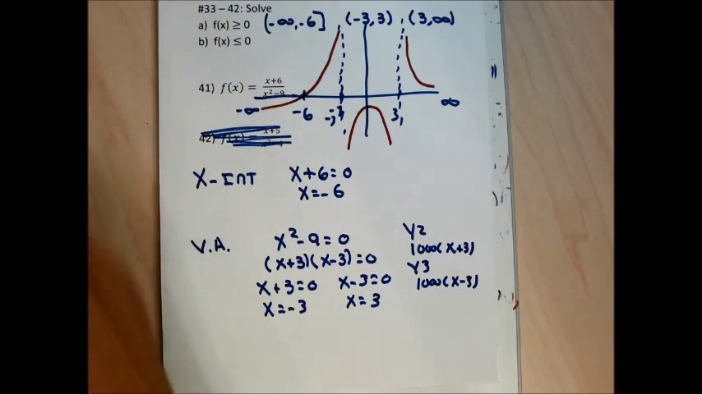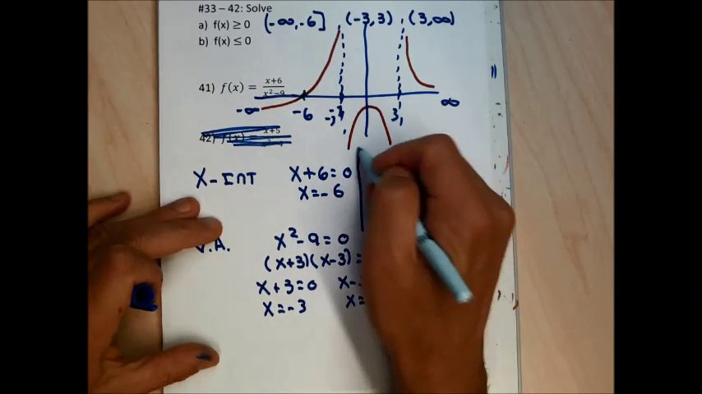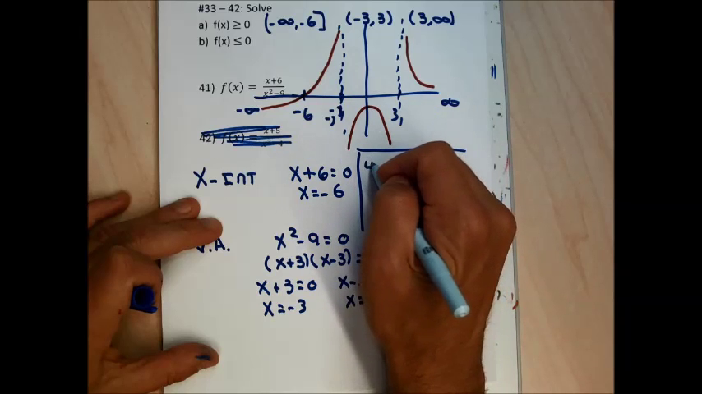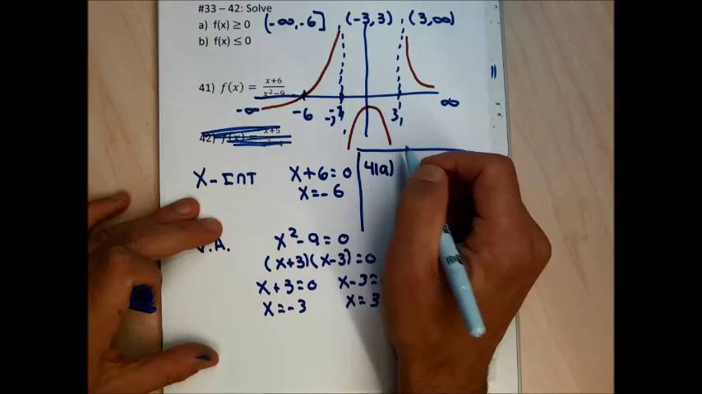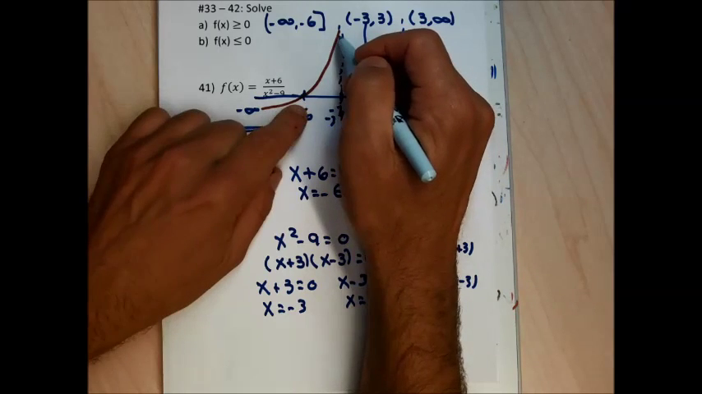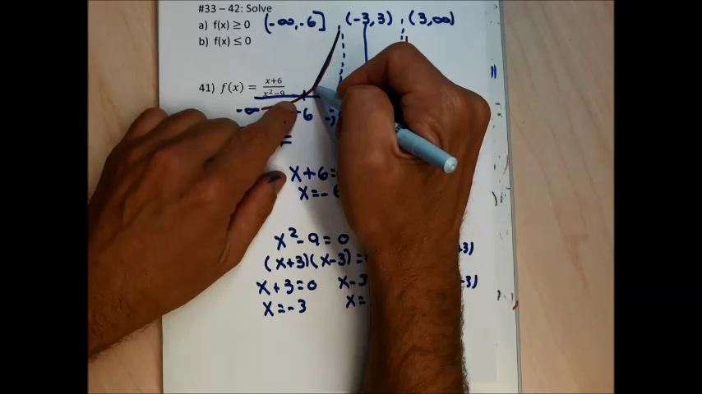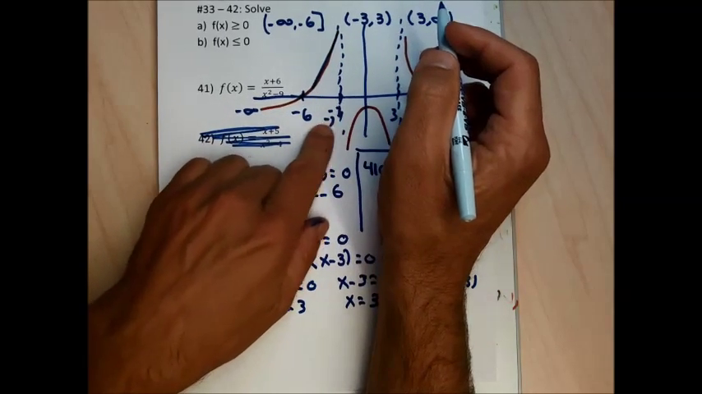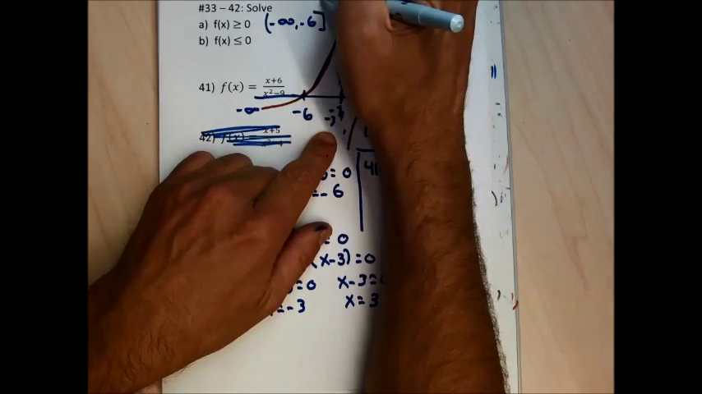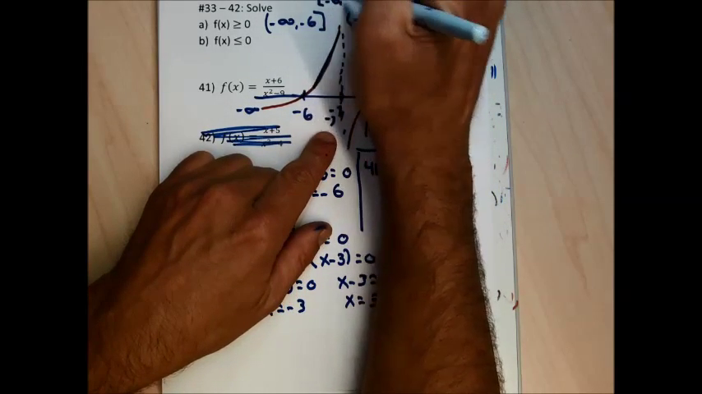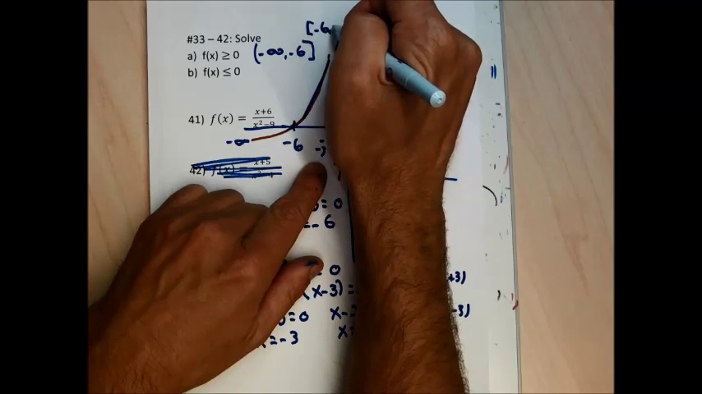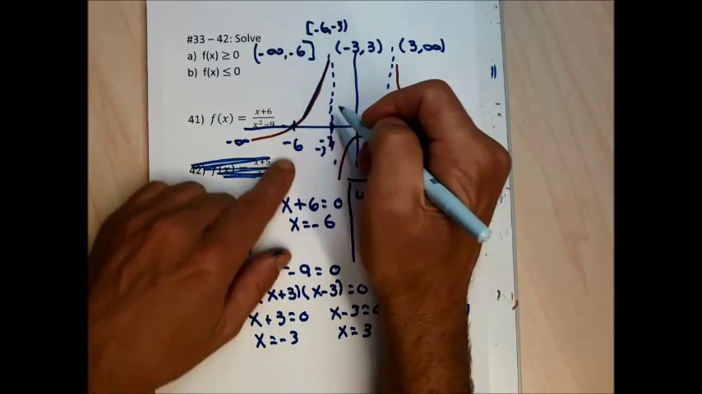Now when I go to answer this, for 41a, I need the regions above the x-axis. That's this region right here. And I missed an interval. I missed the interval from negative 6 to negative 3. I'll be darned. We'll even see it there. Negative 6 to negative 3. I missed that interval, but this is the interval right here.